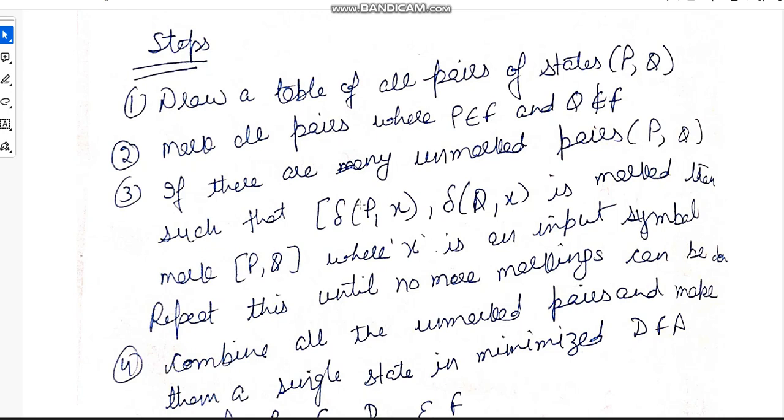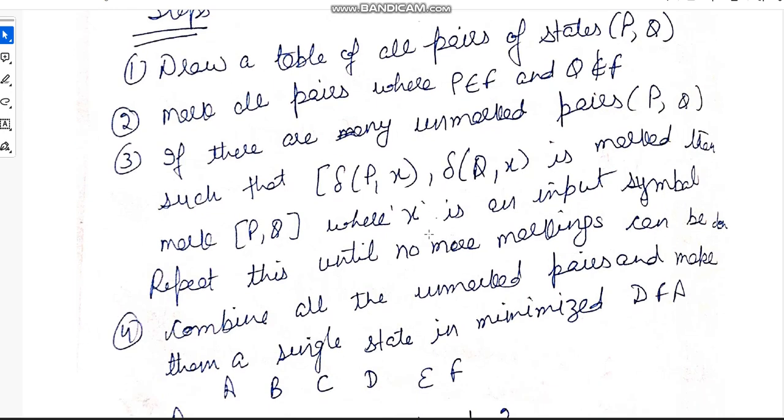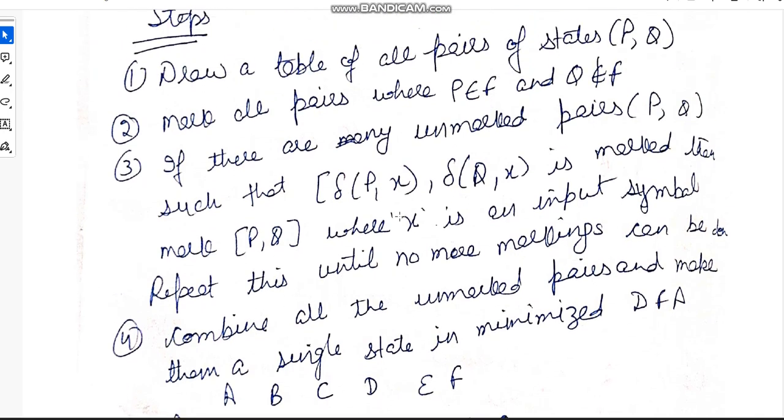If there are any unmarked pairs like P and Q, we will repeat a few steps. We check all the possibilities: the transition from P with input symbol X, and the transition from Q with input symbol X. If that pair is already marked, then we will mark the pair PQ also, where X is an input symbol. Repeat this until no further marking is possible. At last, we combine all the unmarked pairs to make them into a single state of the minimized DFA.